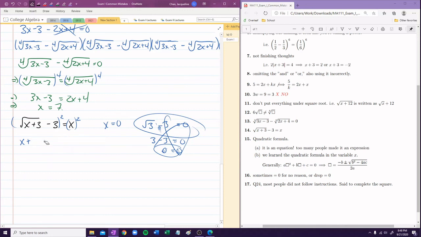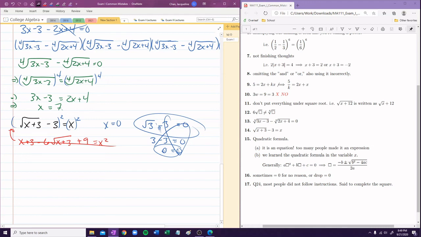If you had done it this way, you would have gotten x plus 3 minus 6 square root of x plus 3 plus 9 is equal to x squared. All right, if you had done it this way, then maybe some bells should have rung because you'd think, this does not look any better than this first one. So again, not right. So what would we have done in this problem?